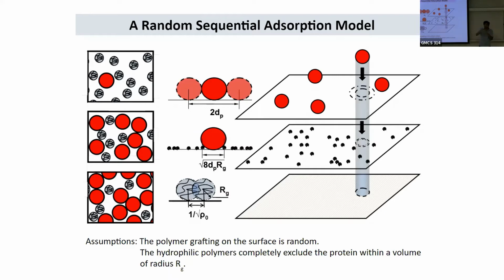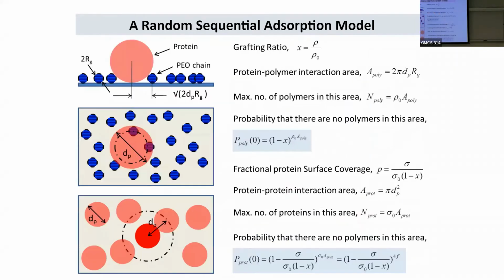At each spot, there is probability P of finding one or not finding one, so that I have an average density. And you say, okay, so what is the likelihood that there are none there, right? And so that's your grafting. If you have a grafting ratio, you have the area of interaction that you need open. The maximum number of polymers that can be in that area is the grafting density times the area of the polymer. The probability that there are no polymers in this area is a binomial distribution.